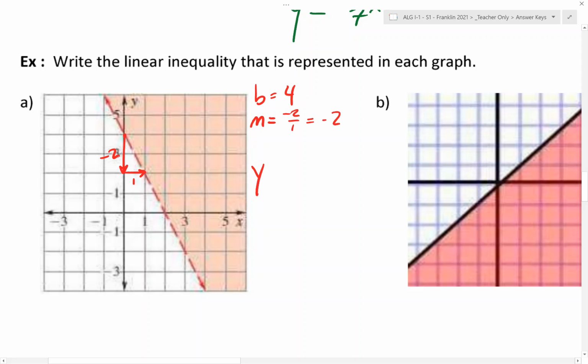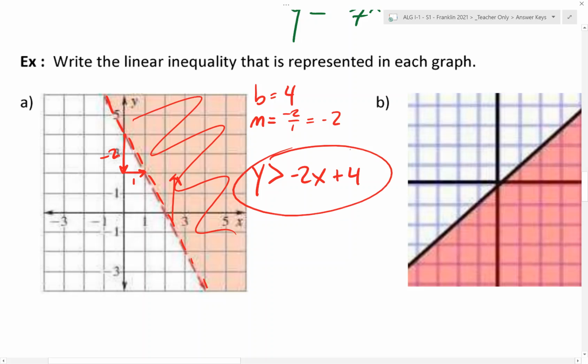So let's think about the symbol. We know that it's shaded above the line, this area here, and we know that it is a dashed line. It's not a solid line. So those two things together tells us that it is greater than. Greater than for the above, and don't put the equal to bar because it is dashed. And then we just fill in the rest. We got negative 2x, that's our slope, plus 4 for the y-intercept. There is the inequality.